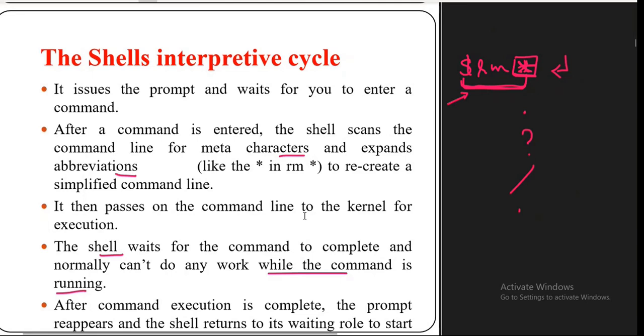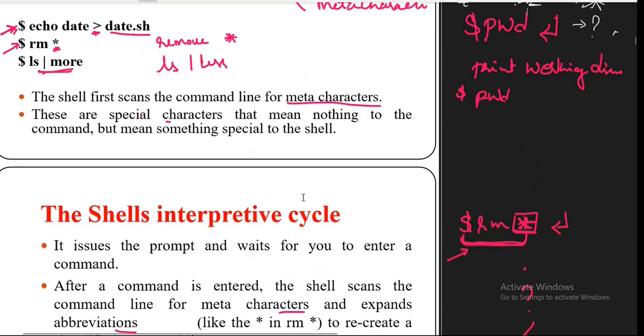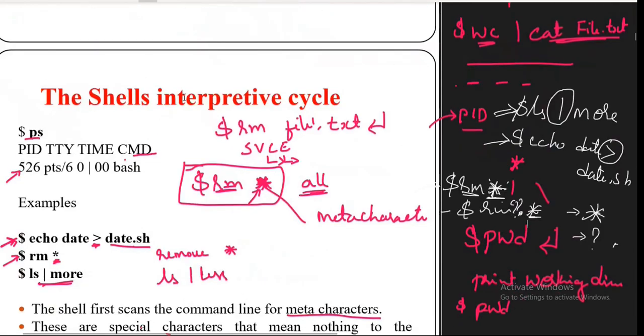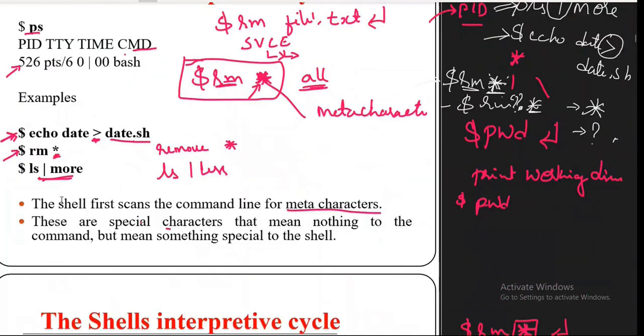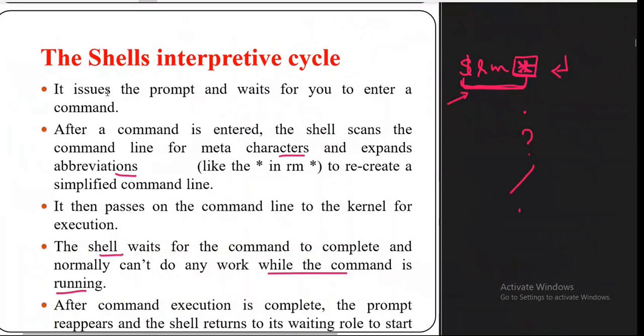It is going to execute, and whatever result you get will be displayed on the character. I think I have given one assignment question: explain the shell interpretive cycle, how it works. You should be able to take some example and explain how the shell interpretive cycle works, how the shell is going to interpret the command.